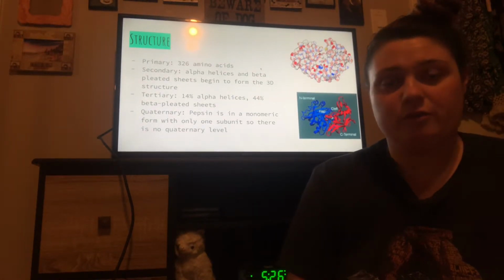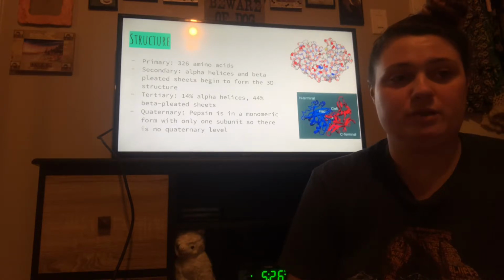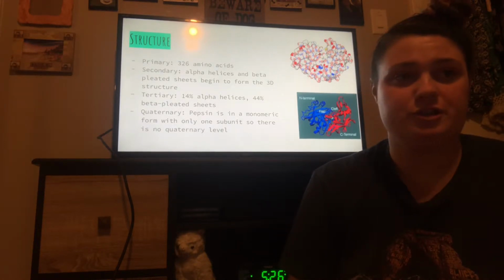Pepsin is in a monomeric form, meaning it only has one subunit, so it does not have a quaternary level of structure.